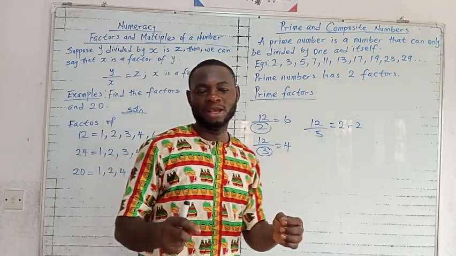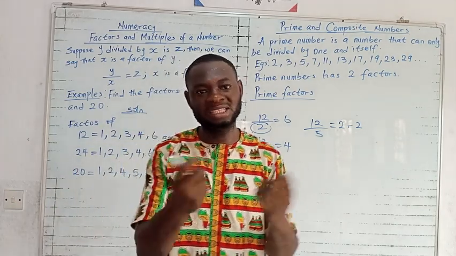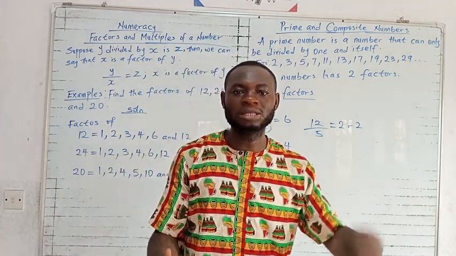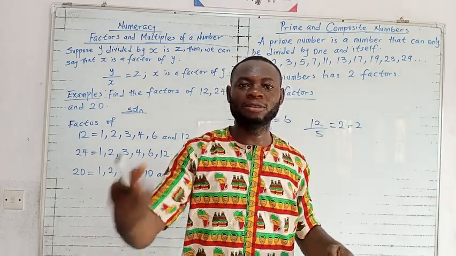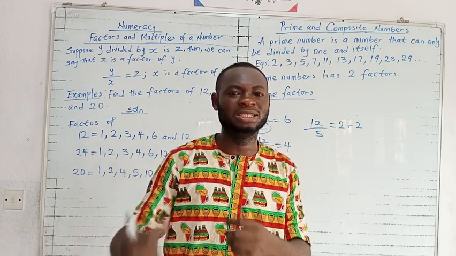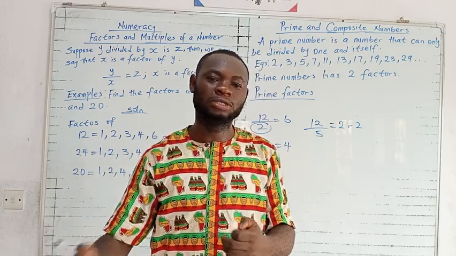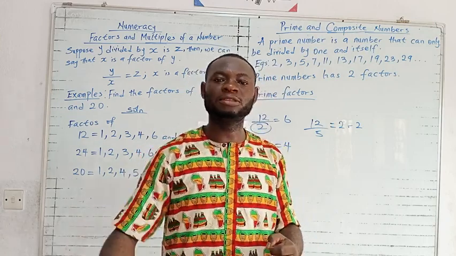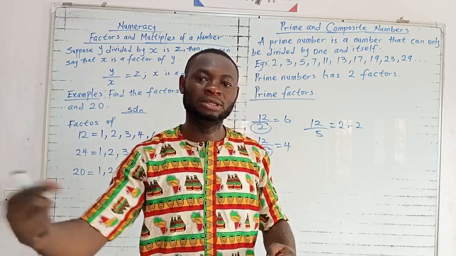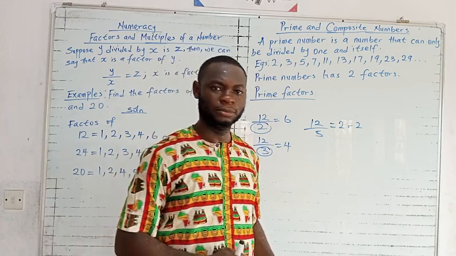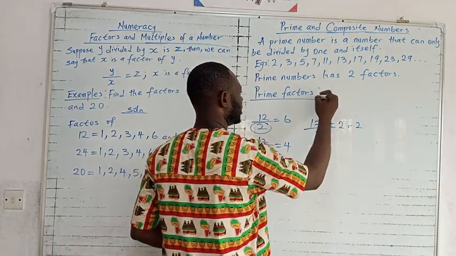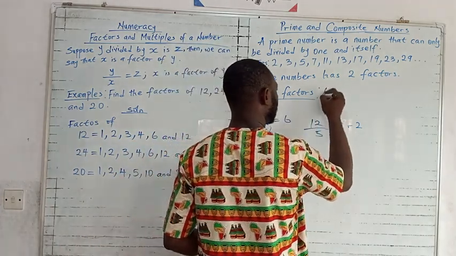That's why I said that prime numbers and prime factors are different. Prime numbers are numbers that can be divided by one and by themselves. But prime factors are prime numbers that can divide another number without a remainder, or prime factors are prime numbers that are factors of a number. Okay? So we can say here that prime factors are prime numbers that are factors of a number.